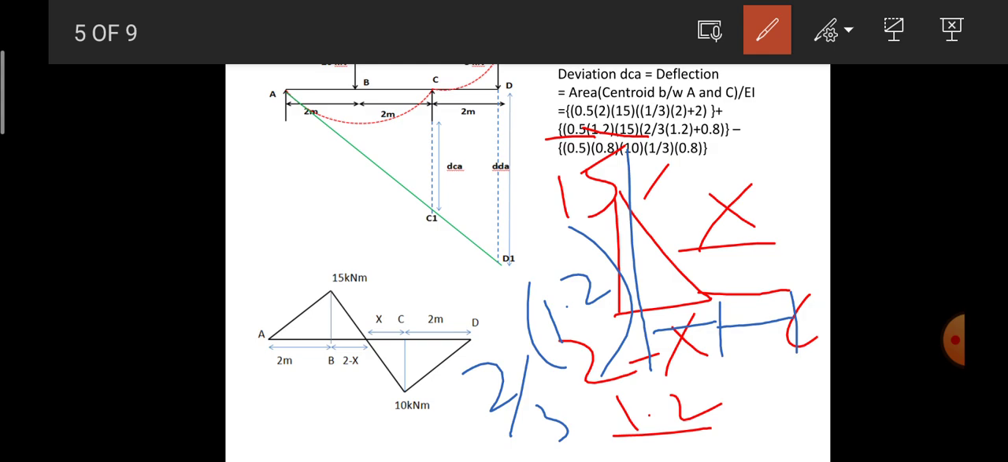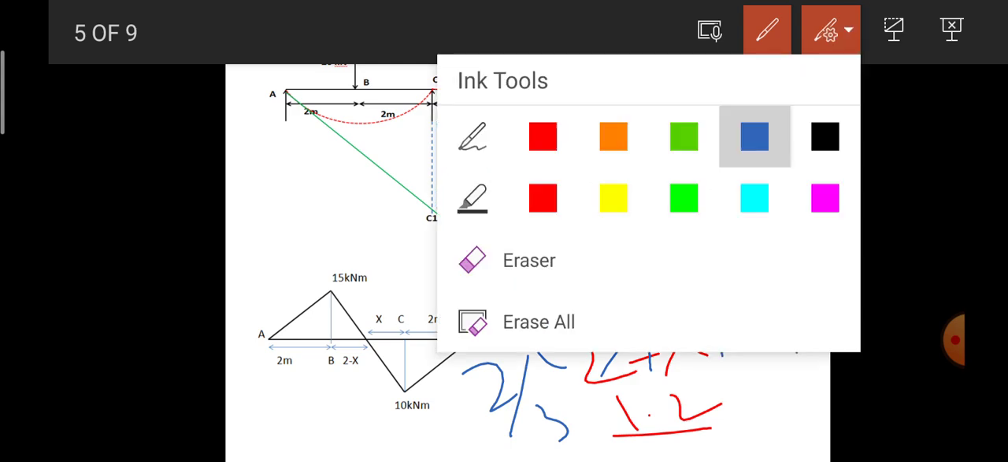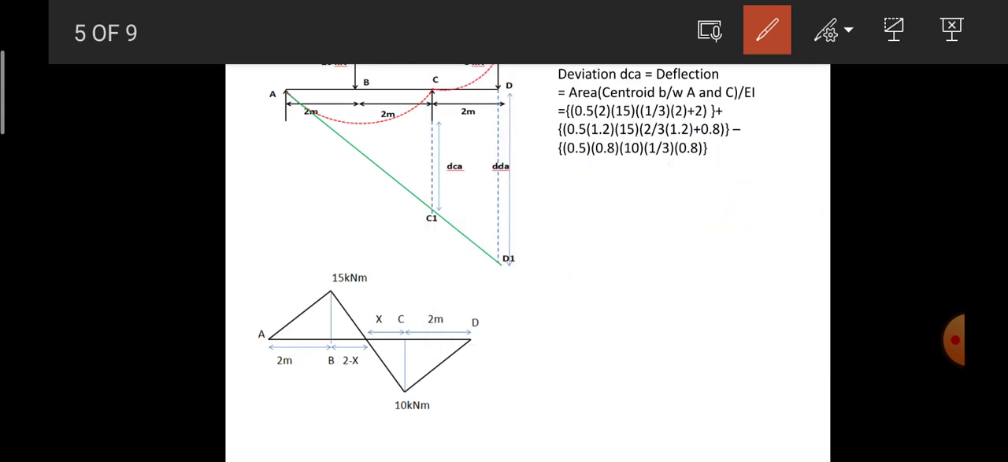So the remaining distance will be x. Therefore, 2/3 of 1.2 plus 0.8. So that is the centroidal distance. With reference, this is the calculation of the deflection and the centroidal distance for the second sketch.